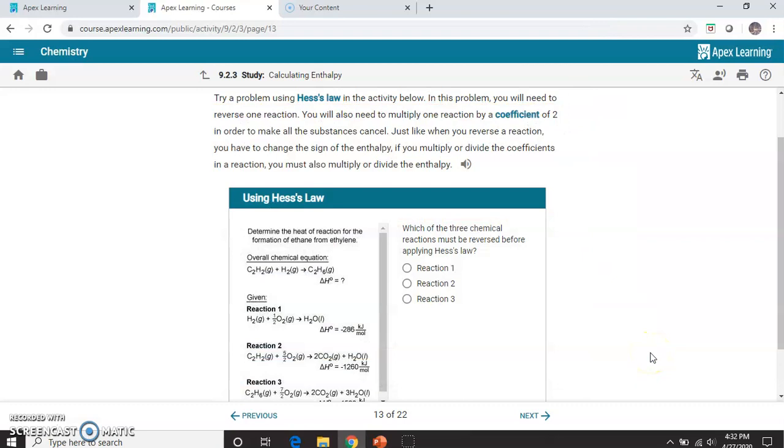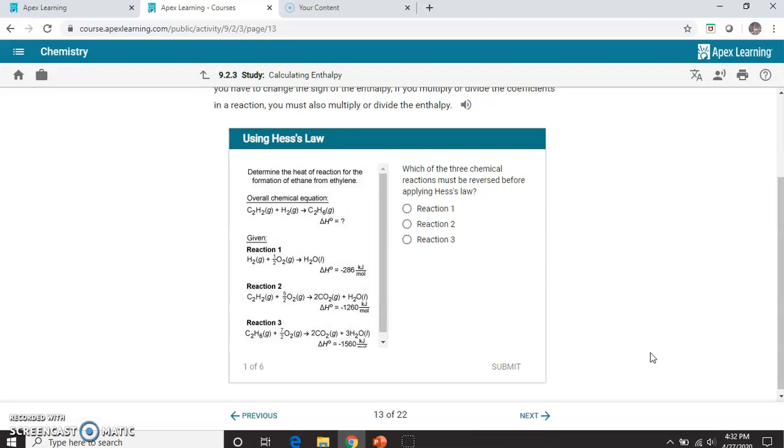Let's look at the questions here. On the question here, which of these 3 chemical reactions must be reversed before applying Hess's law? So I'm looking in here, I've got this on the left side, this on the left, that one on the right. Is there something that's out of place? As I go through them, I notice C2H6 on the left side here, but I want it on the right. It's the only one that doesn't fit. H2 is on the left, this one's on the left, but this one shouldn't be on the left, it should be on the right. So I'm thinking reaction 3.